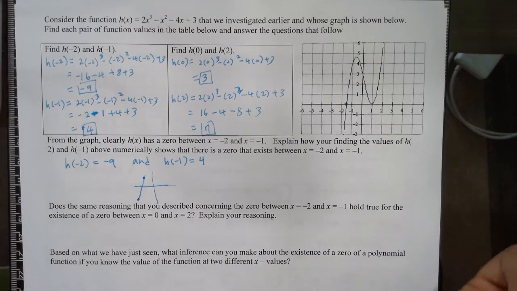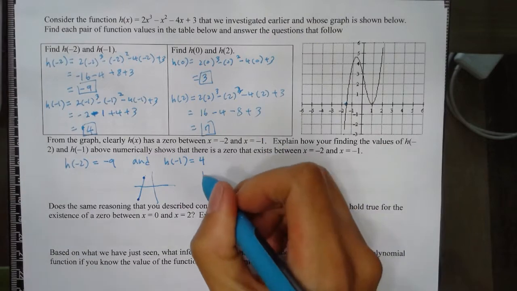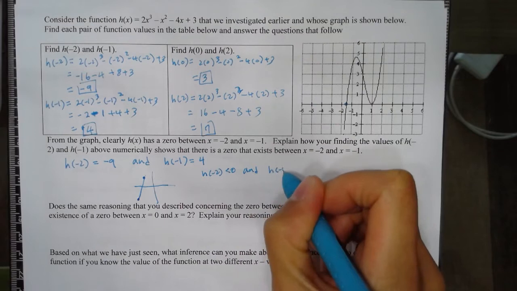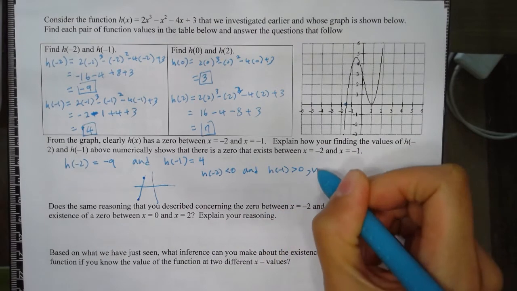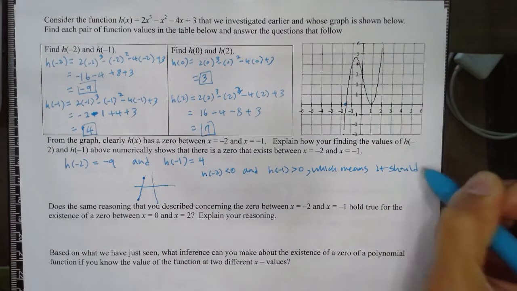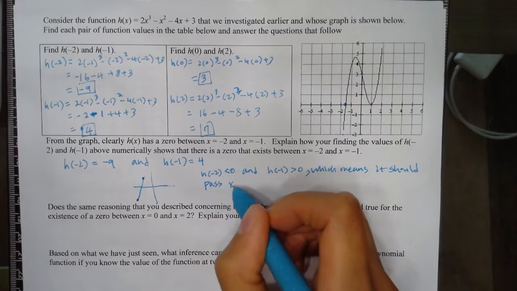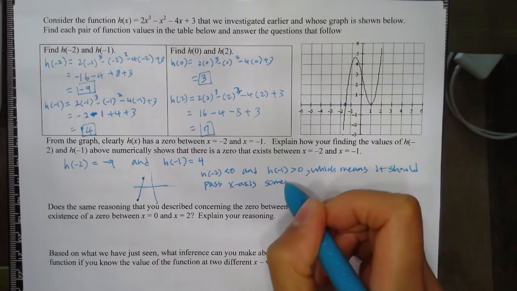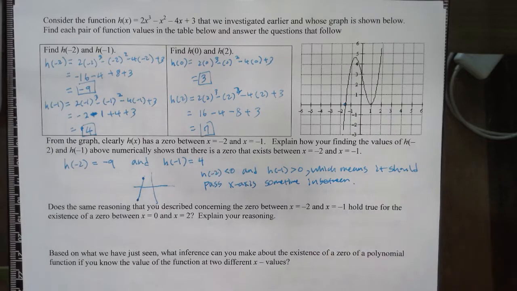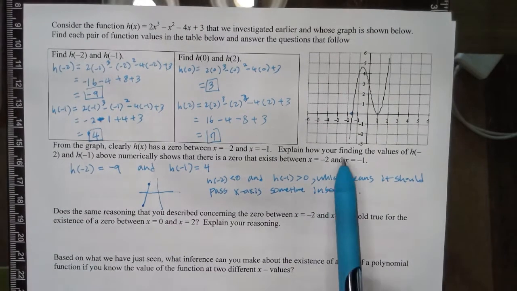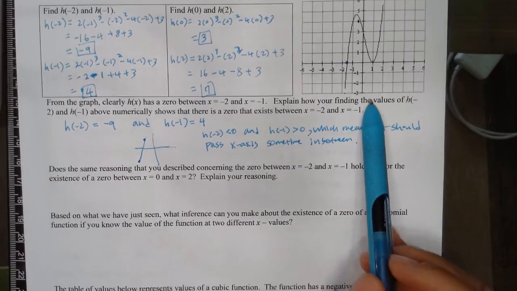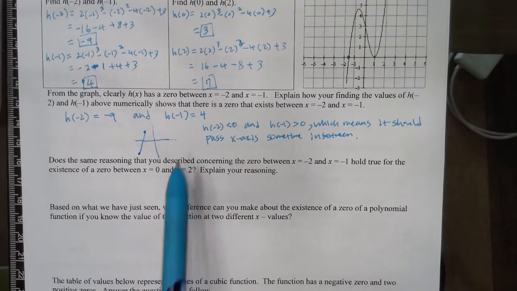Yes, so we're just going to say h of negative 2 is less than 0 and h of negative 1 is greater than 0, which means it should pass the x-axis sometime in between. And it makes sense. So there is going to be a zero between x equals negative 2 and x equals negative 1. Okay? Alright.